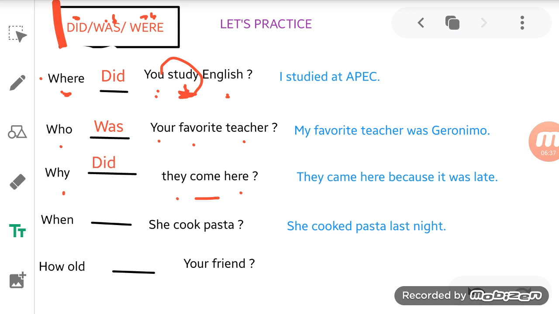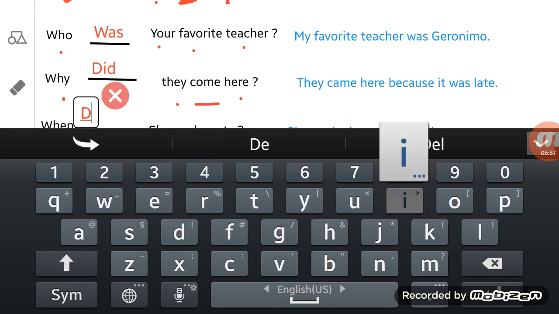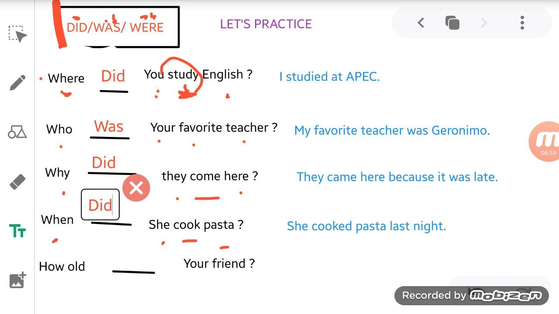Other example. We have the WH, when. We have she, and we have cook. Cook is a verb. Pasta is the complement. Remember, when you have a verb that is not the verb be, it's necessary what? The auxiliary did. Very good.